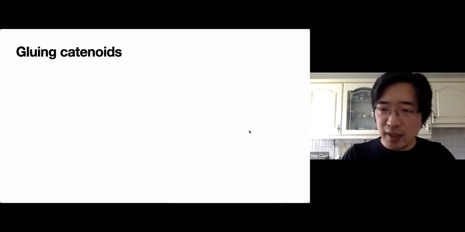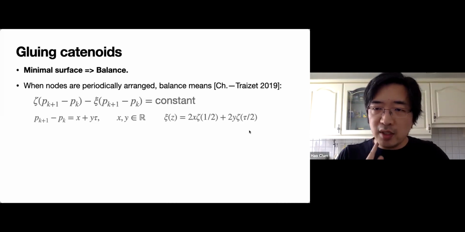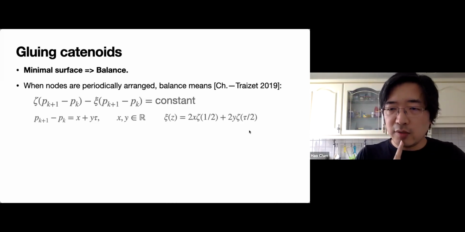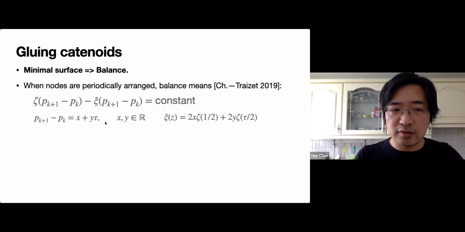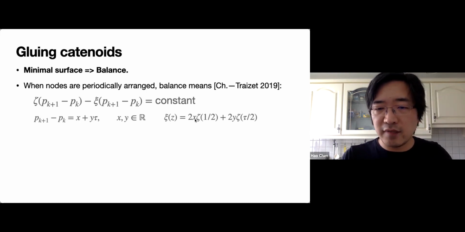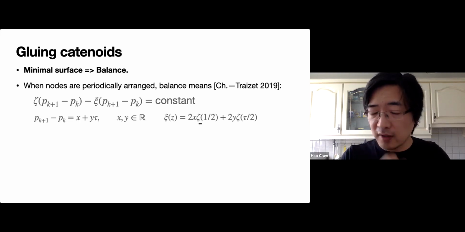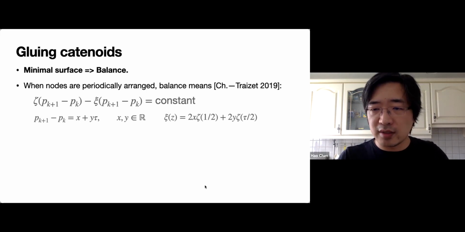So in the periodic case, the interaction, so I need to give another balance condition, must be described in terms of the Weierstrass zeta function. So you don't need to understand this formula. So zeta is the Weierstrass zeta function. And 1 and tau are the spanning vectors of the torus. And then xi is defined in this way in terms of the Weierstrass zeta function. And there is a constant on the right-hand side.